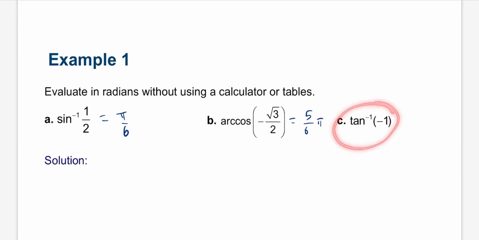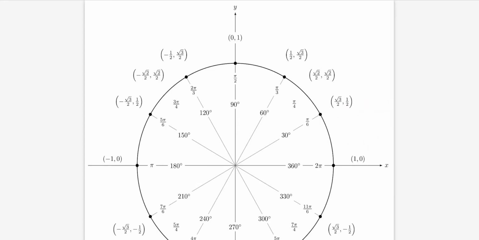Inverse tangent of negative 1, that would be in quadrant 1 or 4. Because it's negative, it would have to be quadrant 4. Y divided by x would be this angle here, which is 7/4 pi.